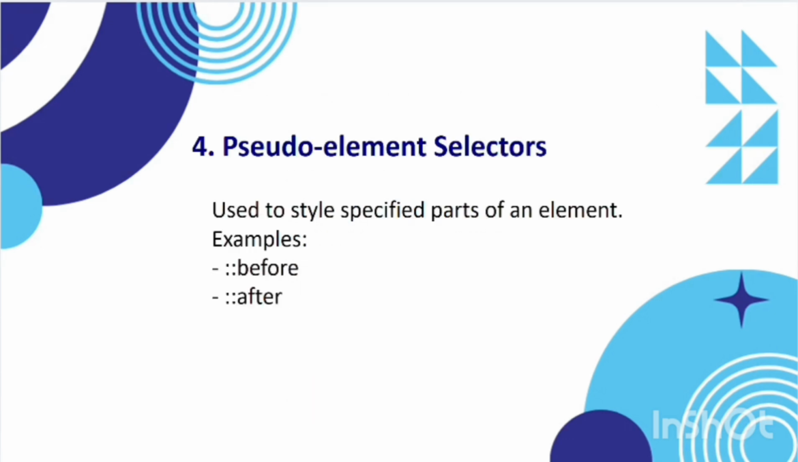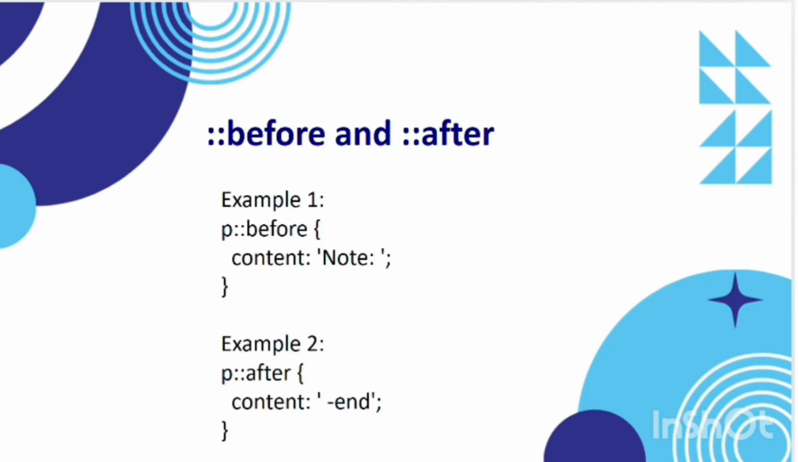Now moving to another topic, which is pseudo element selector. Pseudo element selectors style a specific part of the element, like adding content before or after a tag. Here we'll use double colon symbols. If it is before, we type before. If it is after, we type after. Let's see some examples.